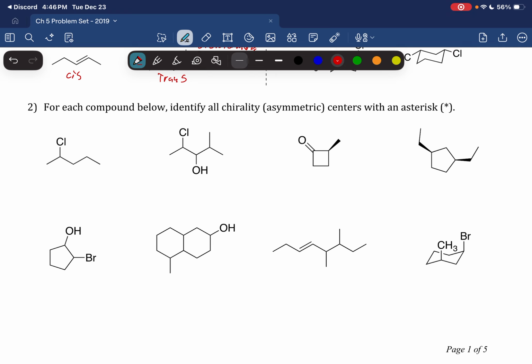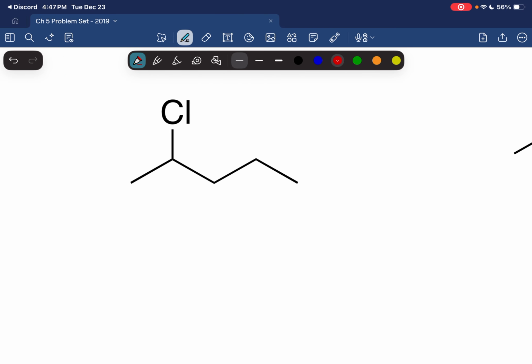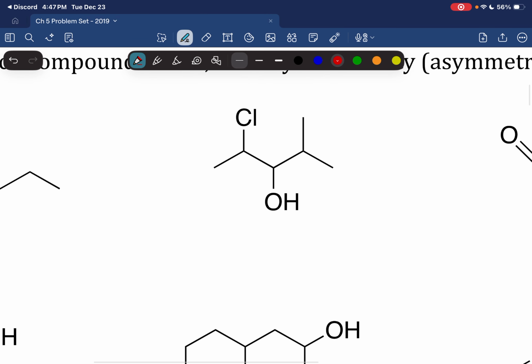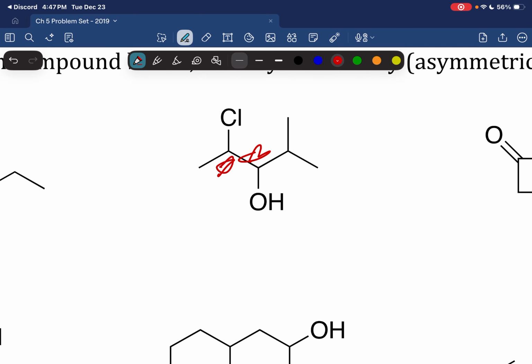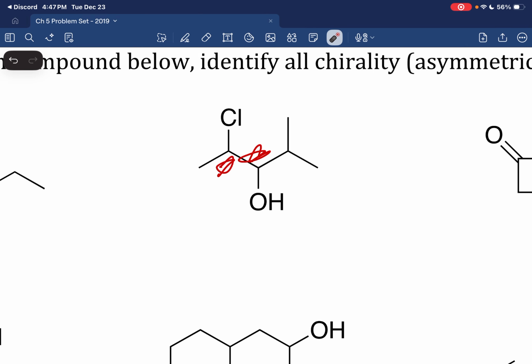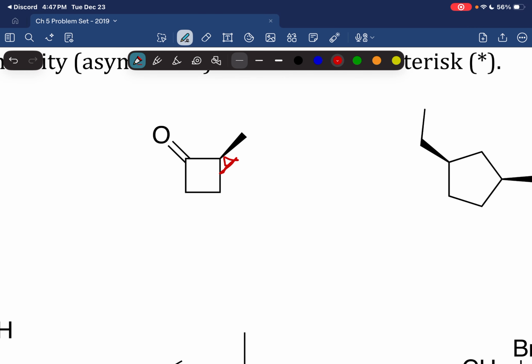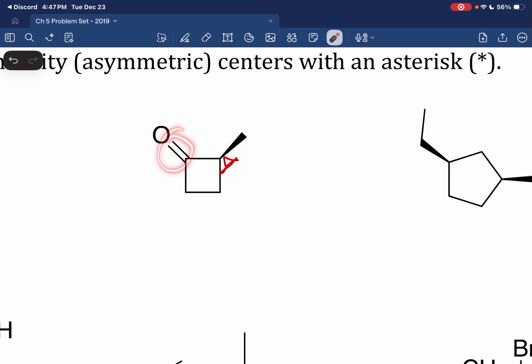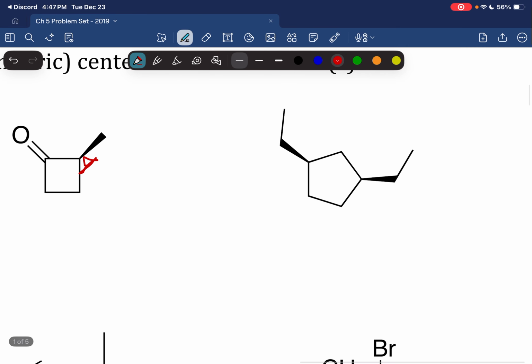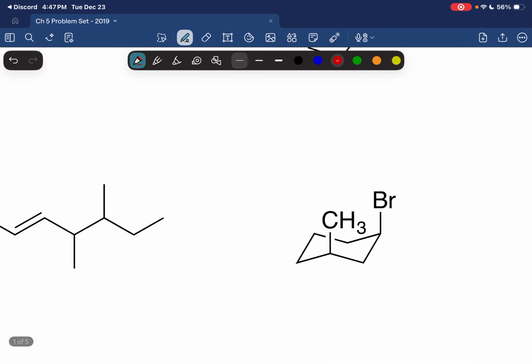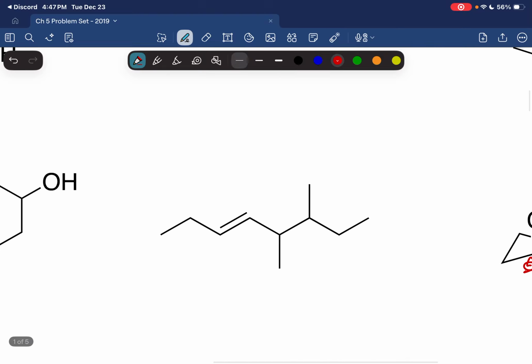So now the question is asking, for each compound below, identify all chirality asymmetric centers with an asterisk. I'll just be putting a star. We have one here. Okay, next we have one here and here. These would not be one because these are both methyl groups, meaning they're identical. You would have one over here. It wouldn't be here because you have a double bond. We're actually gonna have two over here, one here, and one here. Have one here, one here. We're gonna have two actually over here, one here, and one here.